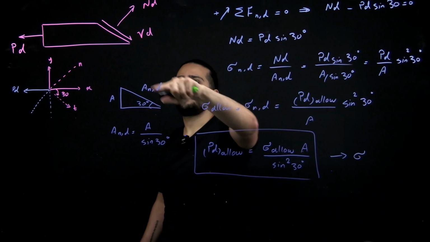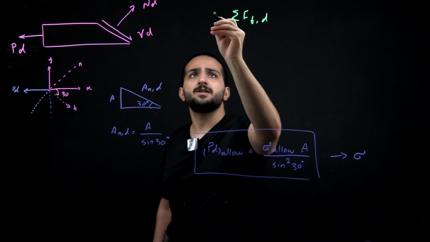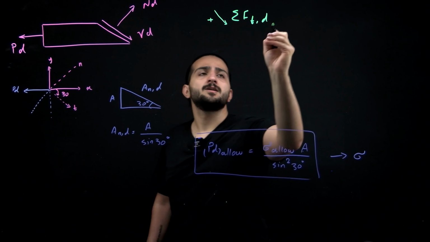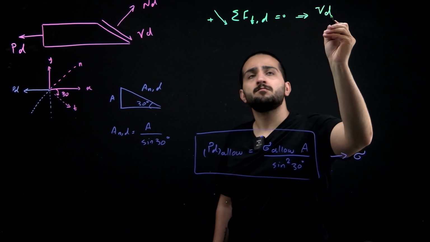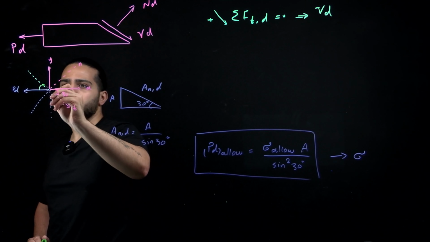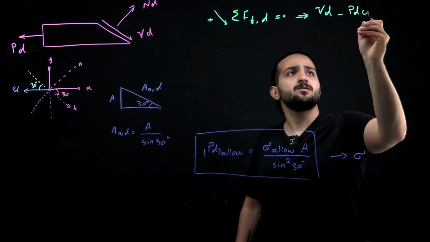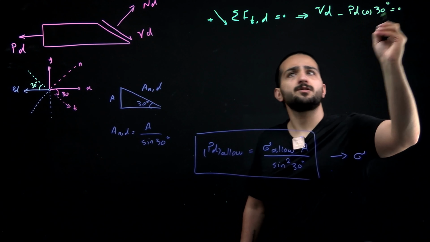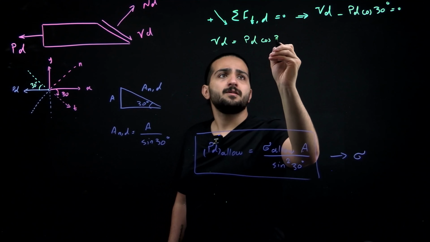And now if we write the equation of equilibrium in the T direction, sigma F T D in this direction is equal to 0. So VD, this is 30 degrees, minus PD cosine of 30 is equal to 0. So VD is PD cosine of 30 degrees.